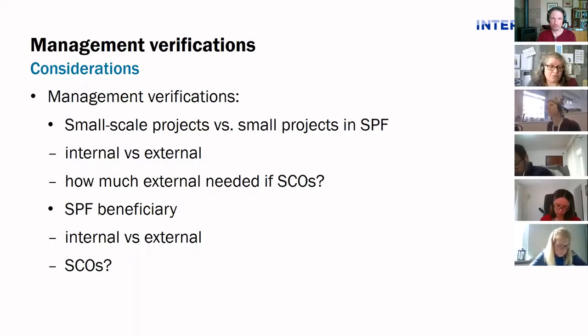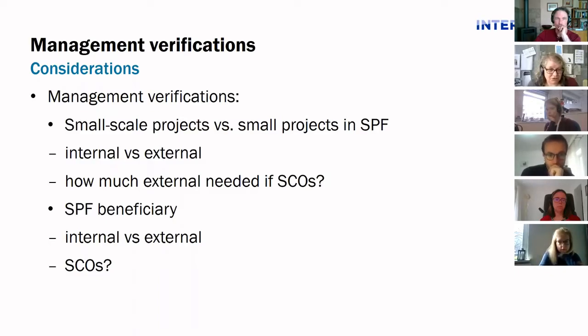And one very important point in particular, when we circle back to the mandatory use of simplified cost options, is: if you implement small projects almost exclusively through simplified cost options, what is the actual work of the management verifications limited to? What would you need in this context? So really to rethink maybe systems which are currently in place, but will require amendments for the future due to the application of simplified cost options.